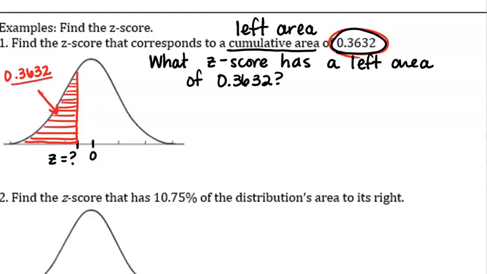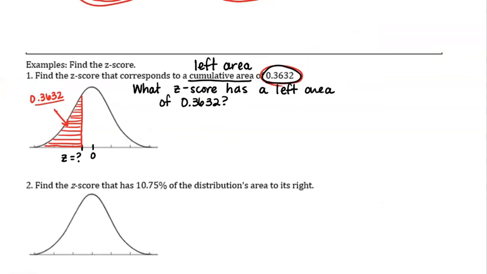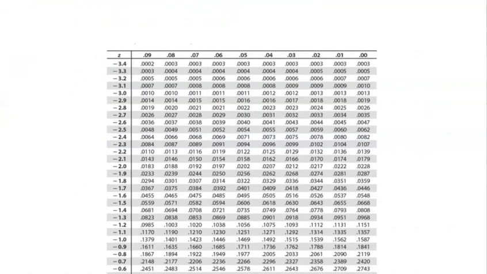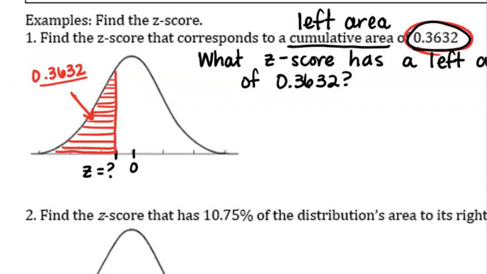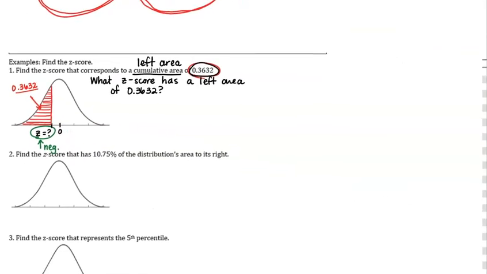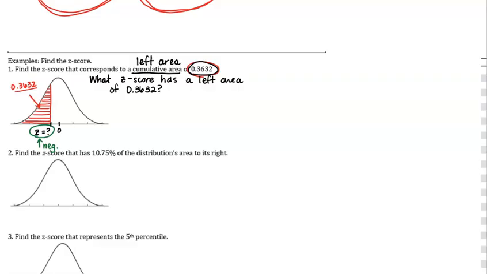This 0.3632 is a probability. That is an area. I want to know what z-score had that left area. By the way, before we even go look at the table, everybody, please note that this z-score right here must be a negative z-score. And it has to be negative because it is to the left of 0. Any z-score that has a cumulative area of less than a half is going to have to be negative, because it's going to be less than 0. It's going to be on the left half of the bell curve. So I do know that I'm definitely looking for a negative z-score with a left area of 0.3632.